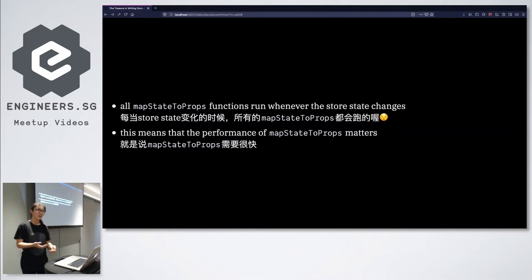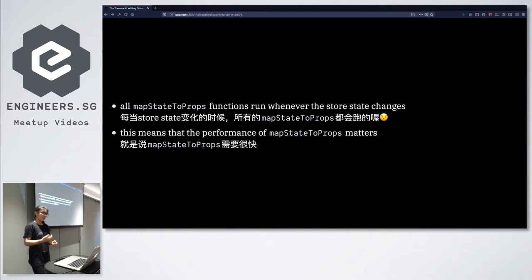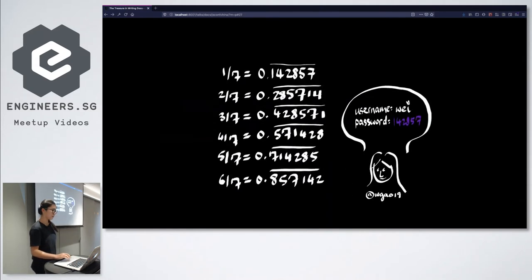Since our pages may not contain just one or two connected components, in fact, sometimes we can have a lot of them on a single page, that means our map state to props function better be very fast. It better be as fast as possible. Maybe we should memoize them if needed. And no asynchronous calls. Plus, they should probably return only the relevant data that its connected components care about, because it matters to whether their components will call their render functions or not.